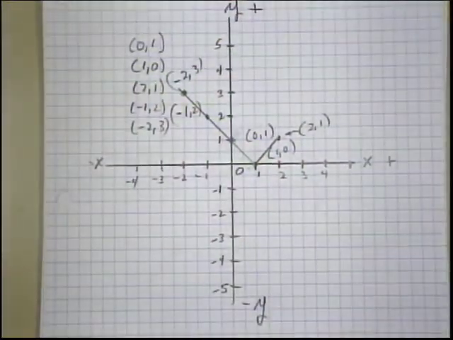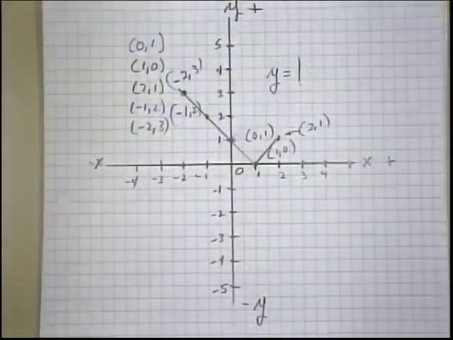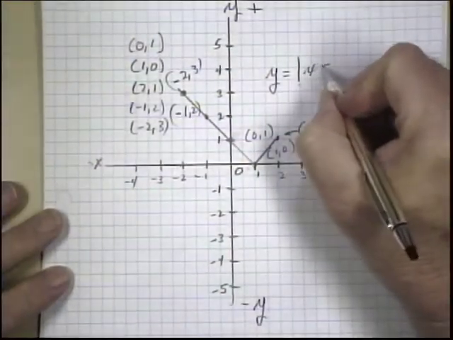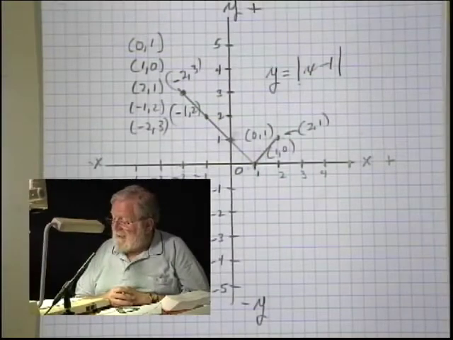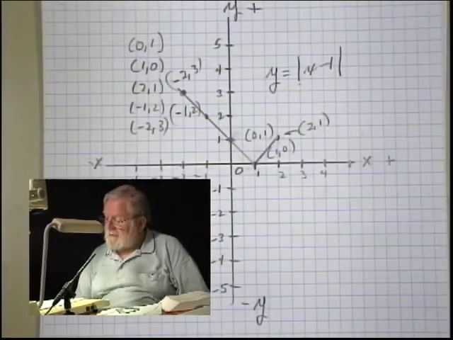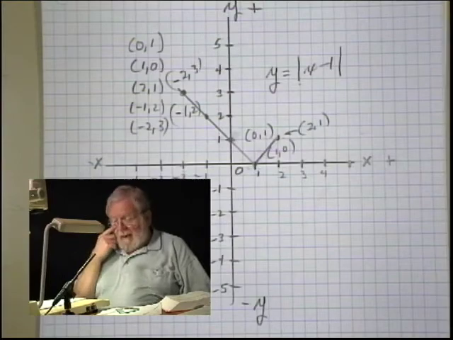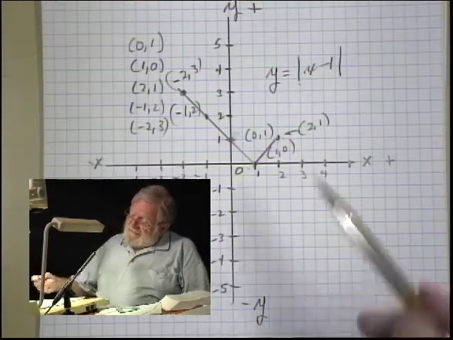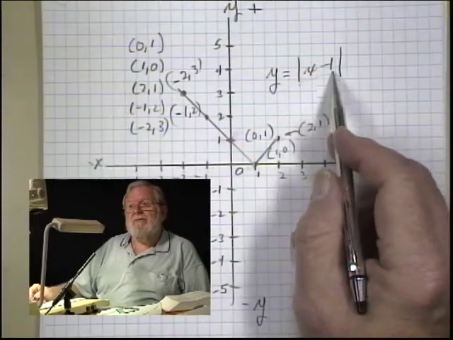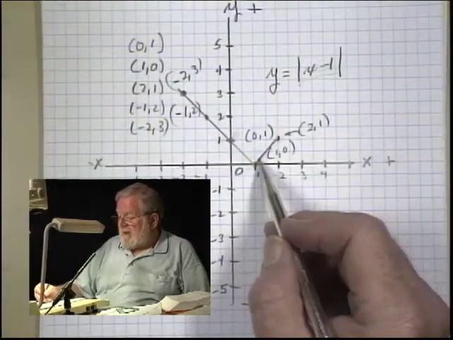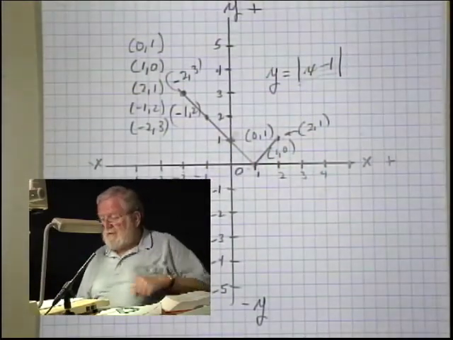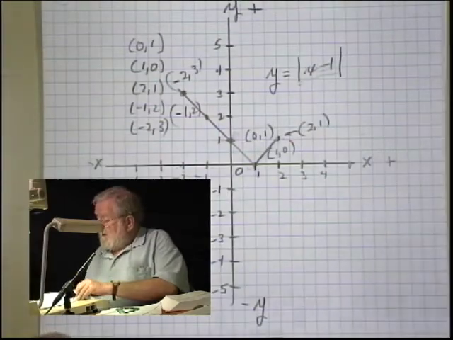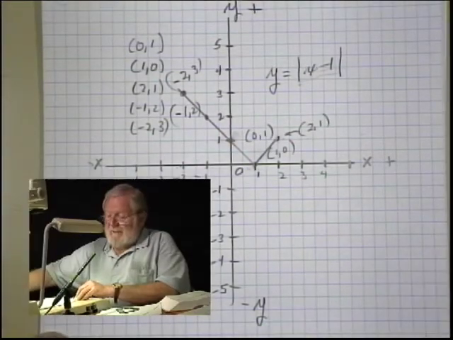Again, we had an equation that was y equals the absolute value of x minus 1. And this is the graph that we generated with that equation. Again, this is not a straight line. It's kind of a V-shaped graph. Whenever you're graphing an absolute value like this, you're going to have a graph that makes a V like this. That's typical of an absolute value graph. All right? So that's the end of that problem.